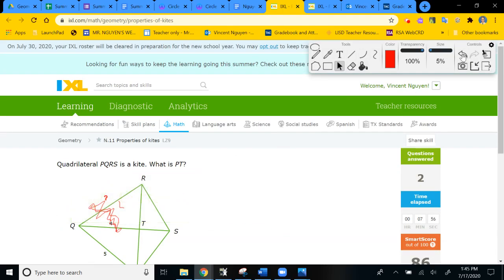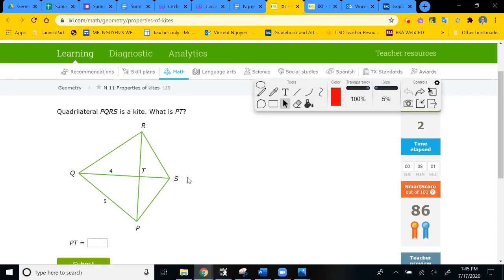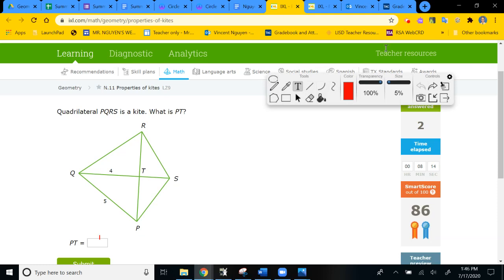Yay. Let's get rid of my scribble. PT. Oh, it's the same thing. Oh, it's a 3, 4, 5 right triangle. I don't even have to do the Pythagorean theorem. It's 3, 4, 5, so PT has to be 3. Oh, sorry. Wrong one.